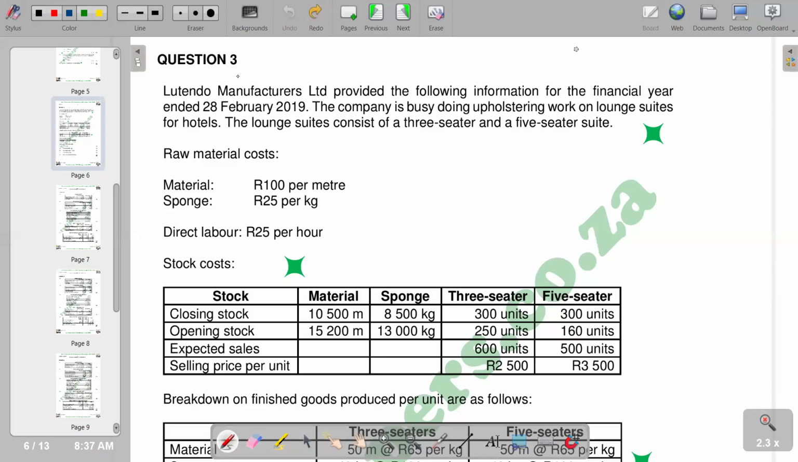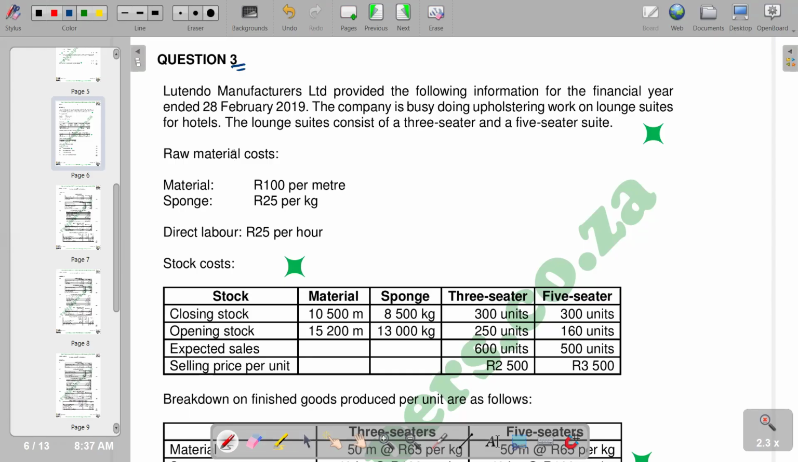Question three reads: Lutendo Manufacturers Limited provided the following information for the financial year ended 20th February 2019. The company is busy doing upholstery work on lounge suits for hotels, and the lounge suits consist of a three-seater and a five-seater suite.